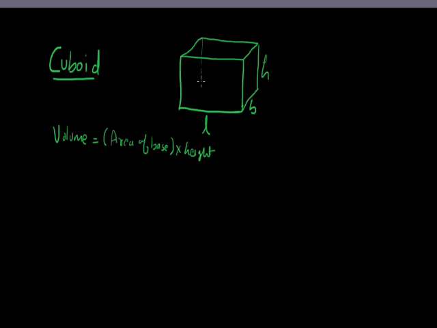As you see here, the base of the cuboid is nothing but a rectangle. This is the base of a cuboid, which is in the shape of a rectangle having length L and breadth B. So the area of the base is L into B and its height is h. So the volume of the cuboid is L into B into h. So this is the formula for the volume of a cuboid.